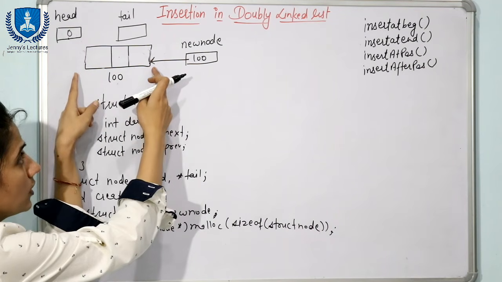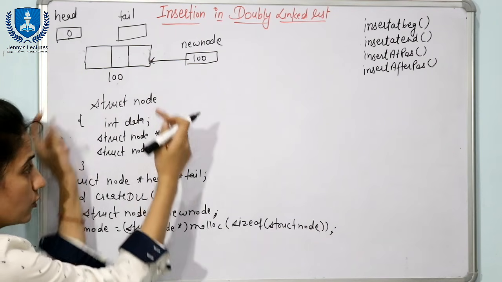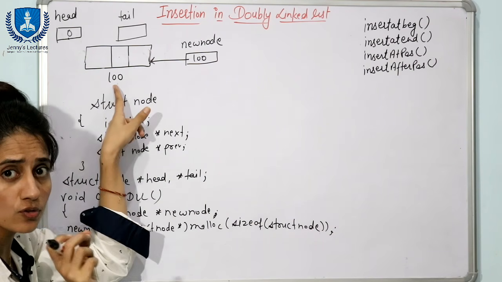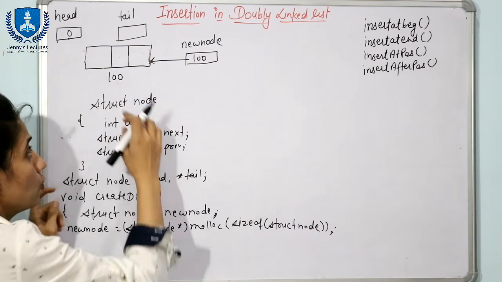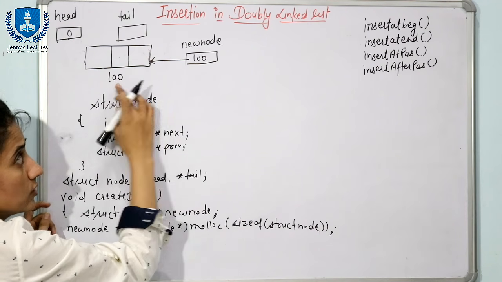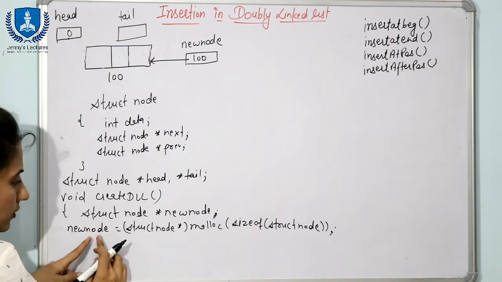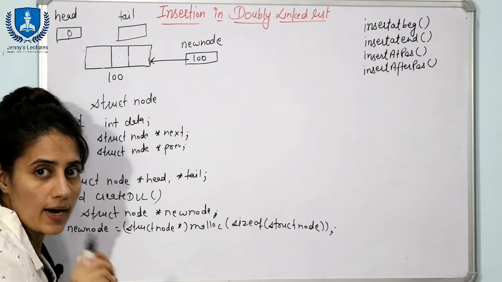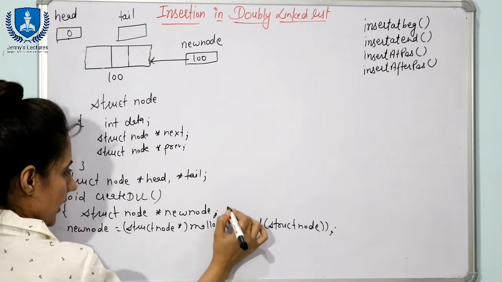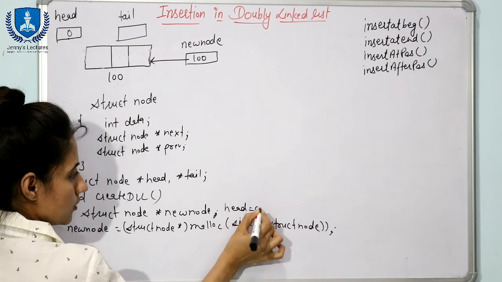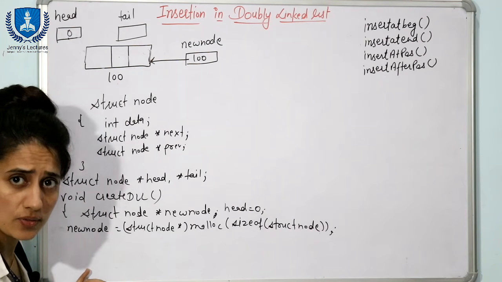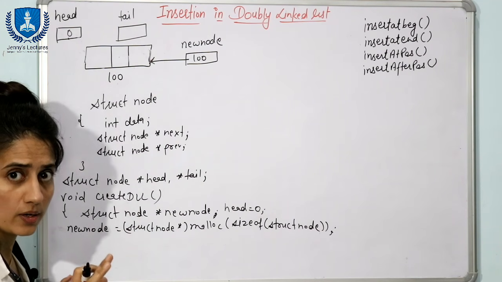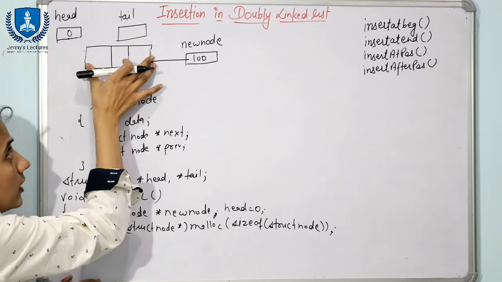Fine. See, this node has how many bytes? 4 for this, 4 for this, and 4 for this, 12 bytes, and this 100 is what? The address of the first byte, right? So malloc will return this address, and now we will store this address in new node. Fine, the new node pointer is pointing to this node. At the start we assume that head is equal to 0. It means we don't have anything in the list, and we have just declared this tail pointer also. Fine.